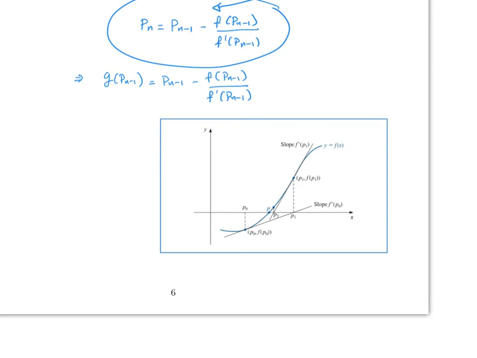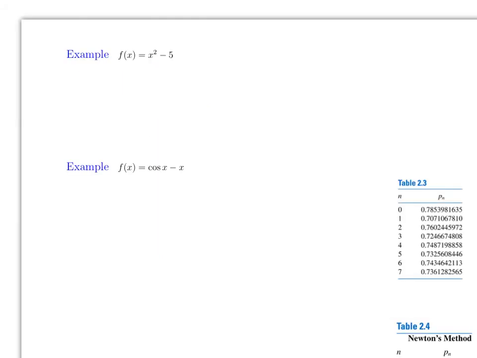So Newton's method has some advantages and some disadvantages. I will point them out on the next page. But the main advantage is that if you start close to the solution, then this will converge pretty fast. So the convergence of this method is better than the secant method. All right, let's do an example to see how this works.